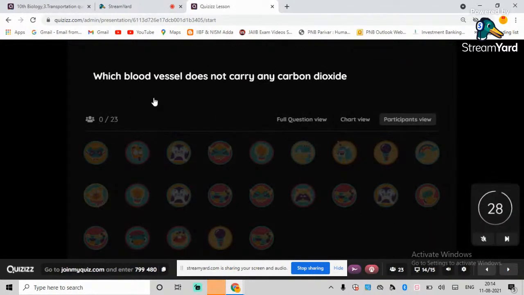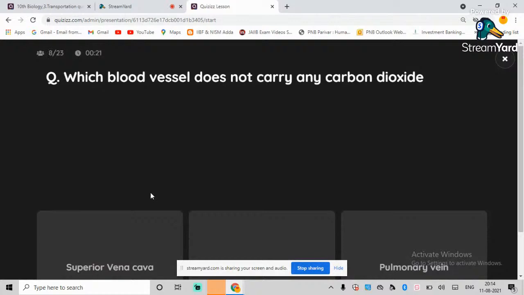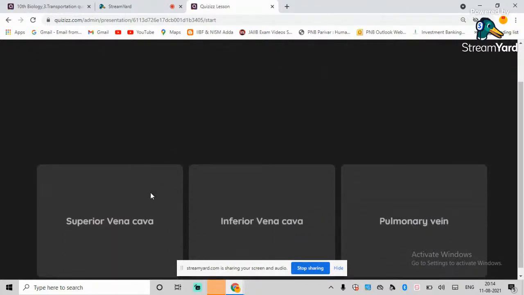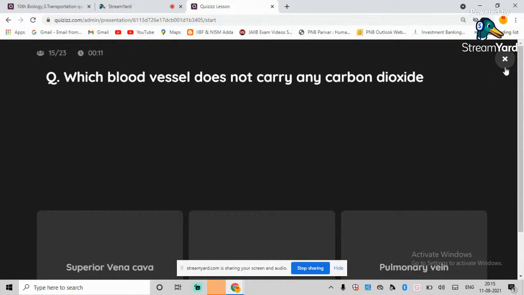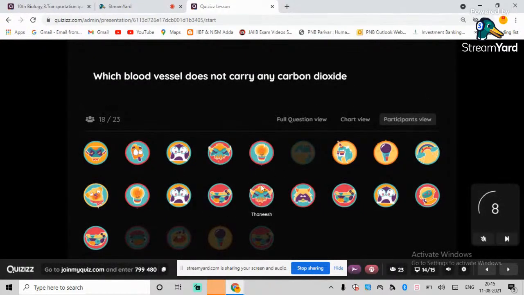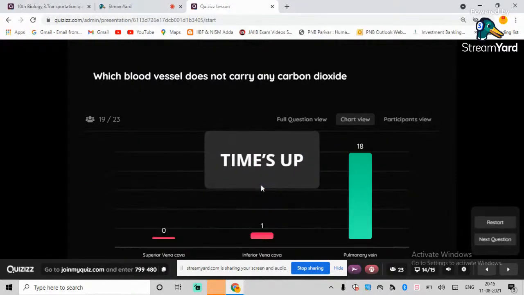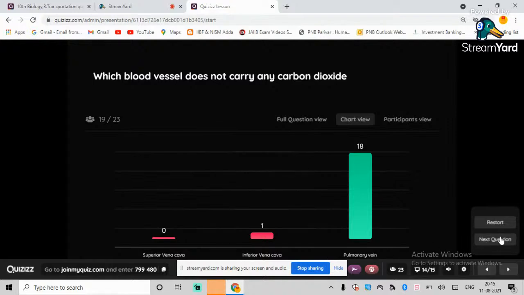So the 14th question is: which blood vessels do not carry any carbon dioxide? So the options are superior vena cava, second option inferior vena cava, third option pulmonary vein. Time's up. So the correct answer is pulmonary vein. Let's move on to the last and final question.